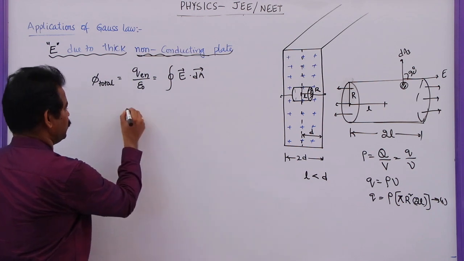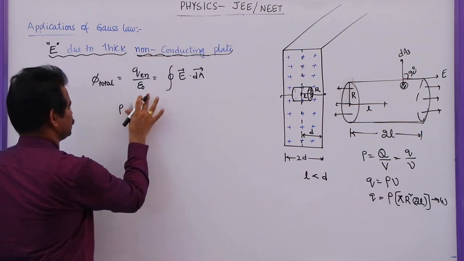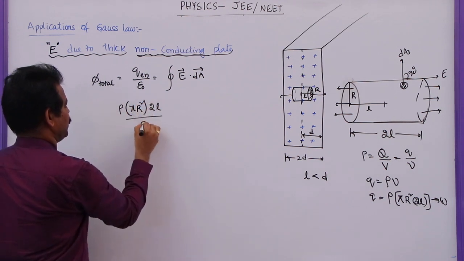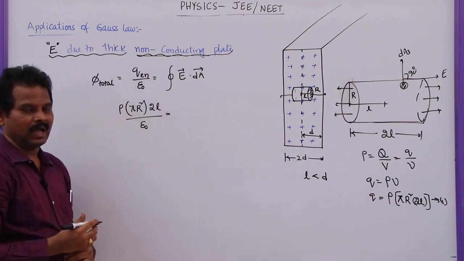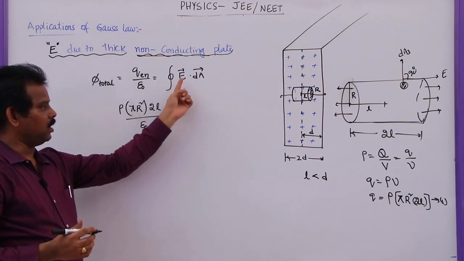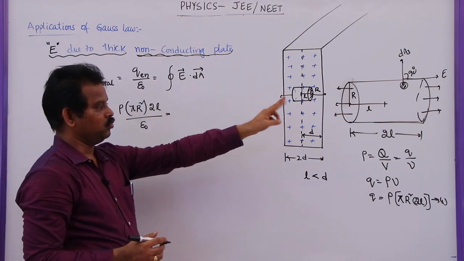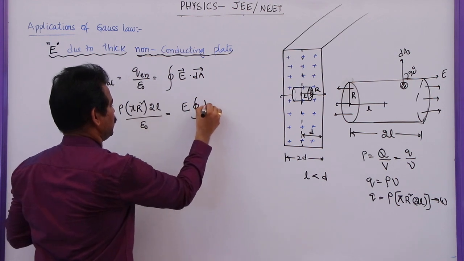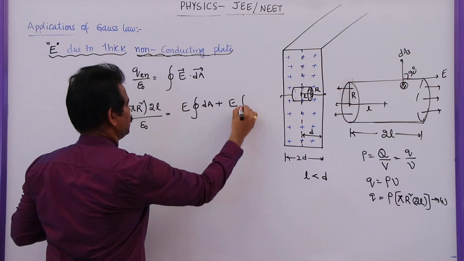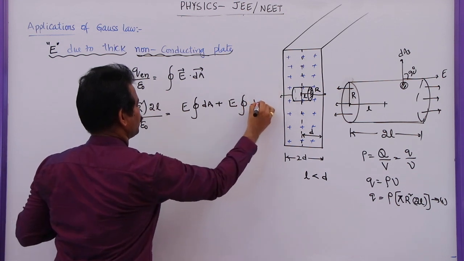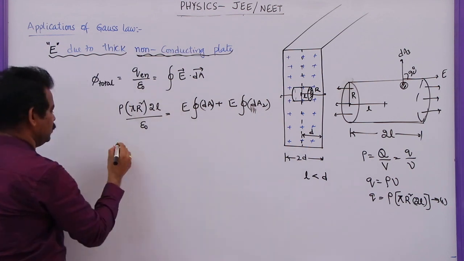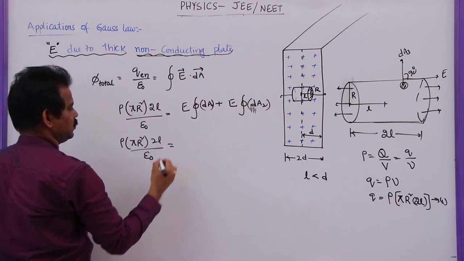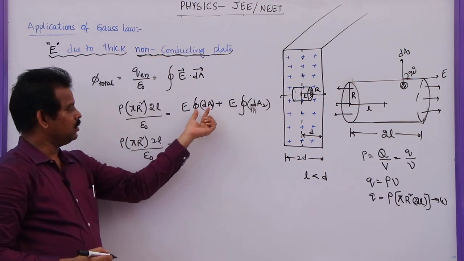Now let me substitute that value here: rho into pi r square into 2L by epsilon naught is equal to the flux, which is the dot product of electric field and area vector. Here two surfaces are contributing flux. So I am going to write E into integral dA1 plus E into integral dA2. So rho pi r square 2L by epsilon naught is equal to E into integral dA.